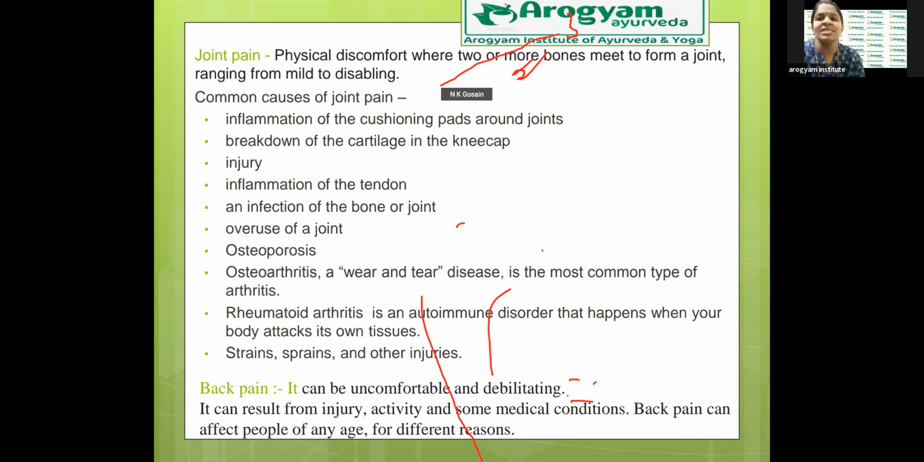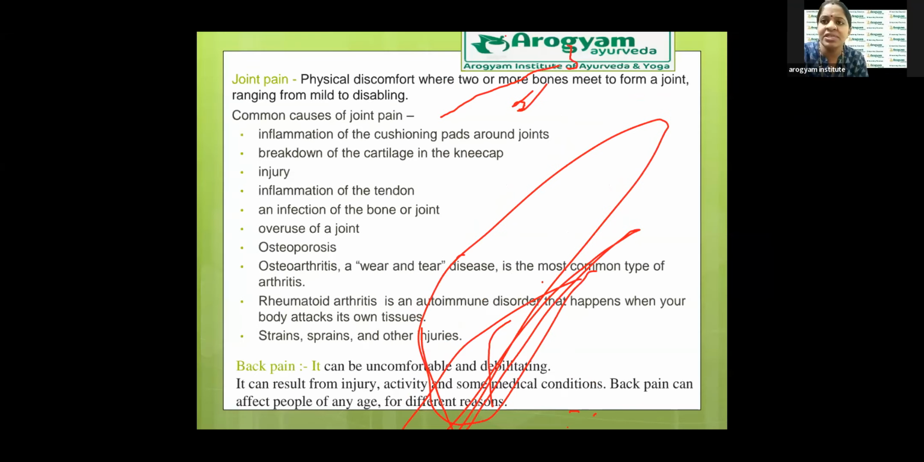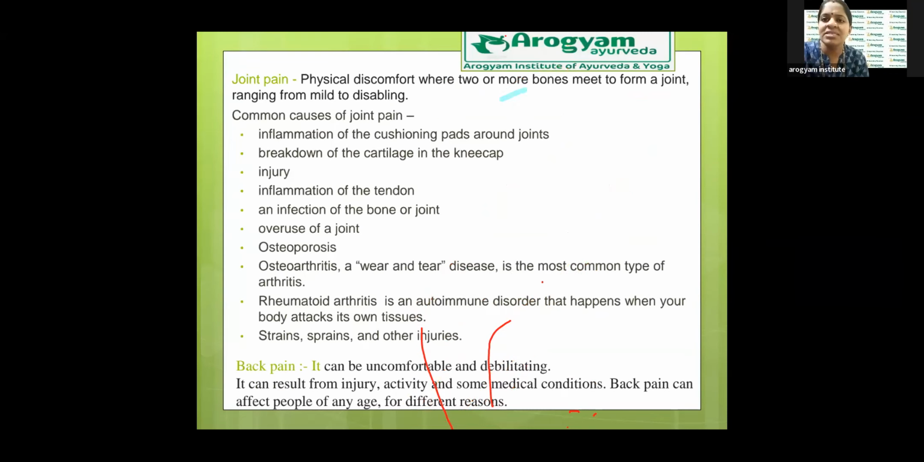Or what is this? Who is doing all this? Please rub it. See? NK Gosain. I'm able to see. Why are you doing this like small children? You don't want the class. Okay.